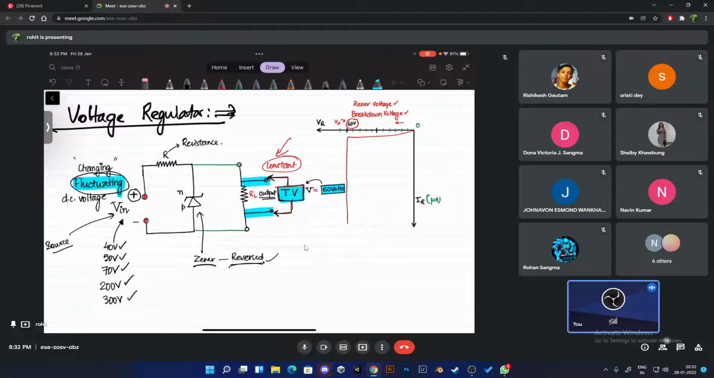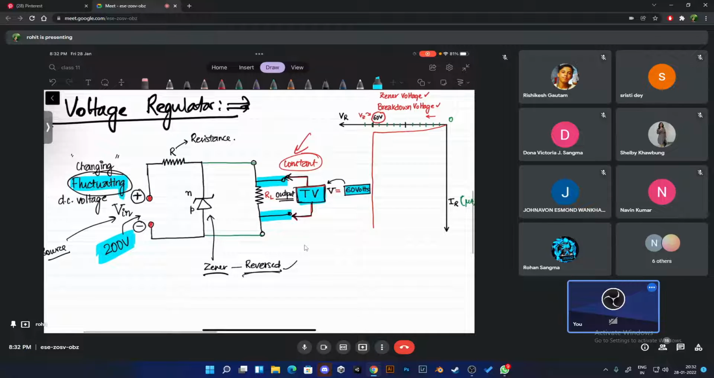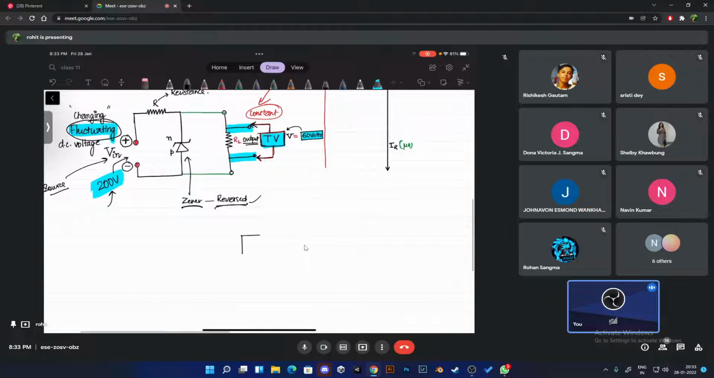Let me forget about all of the other parts right now. Let's say a voltage of 200 is coming right now. What is the input voltage, guys? This is the main part. Just memorize it. 200. Now check. Where will this 200 go? I'll show you. The diagram actually looks like this. This is R. This is your VZ.